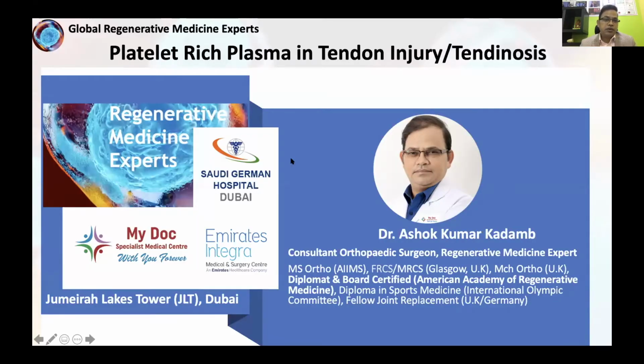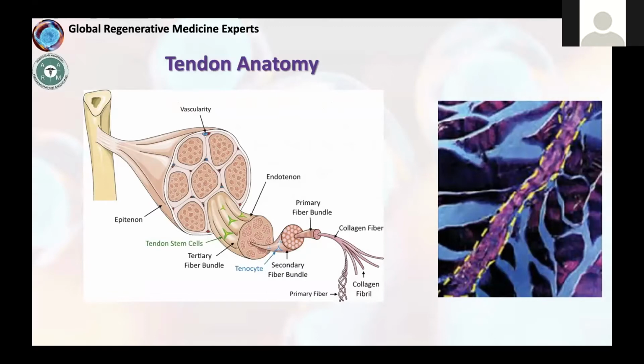So I will be talking about platelet-rich plasma in tendon injury. As we know, the tendon structure is more like a nerve. So you have these fibers, then you have primary bundle, secondary, and then you have complete tendon.